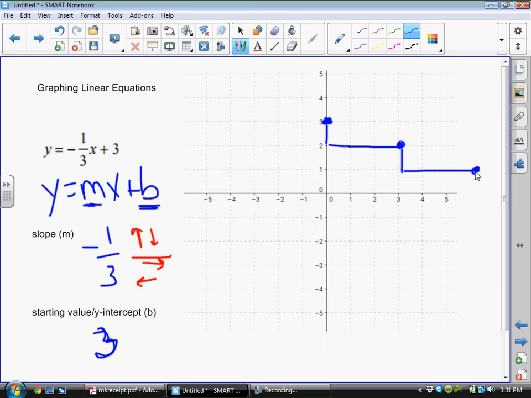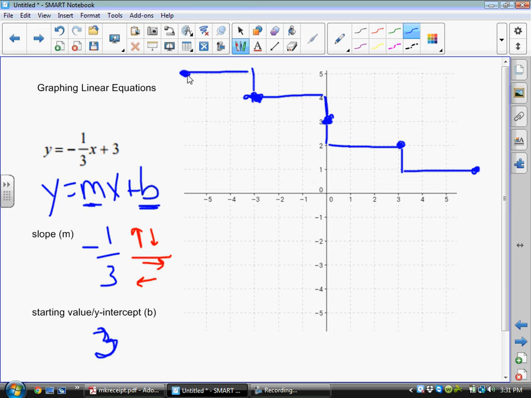Now I want to see some points on the other side of the graph, not just on the right, but on the left. So I'm going to go back to my starting value, and I'm going to go the opposite direction. It's kind of like I'm giving the negative to the 3 now instead of to the 1. So I'm going to go up 1, so that's a positive 1. I'm going to go to the left 3 because now it's a negative 3. And here's my point right there. Okay, I'm going to do that one more time. I'm going to go up 1 and left 1, 2, 3.